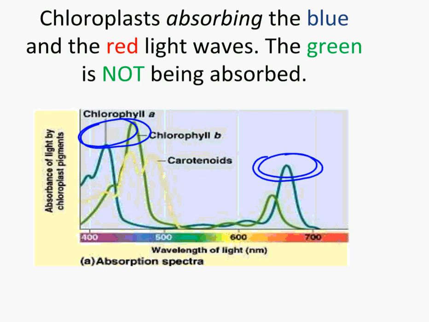But notice the amount of reflection, or the amount of absorbance that's going on here in the middle. Zero, because it's reflecting it. It's not using that green light. It's reflecting it back out, which is why you then see green because everything else is being absorbed.